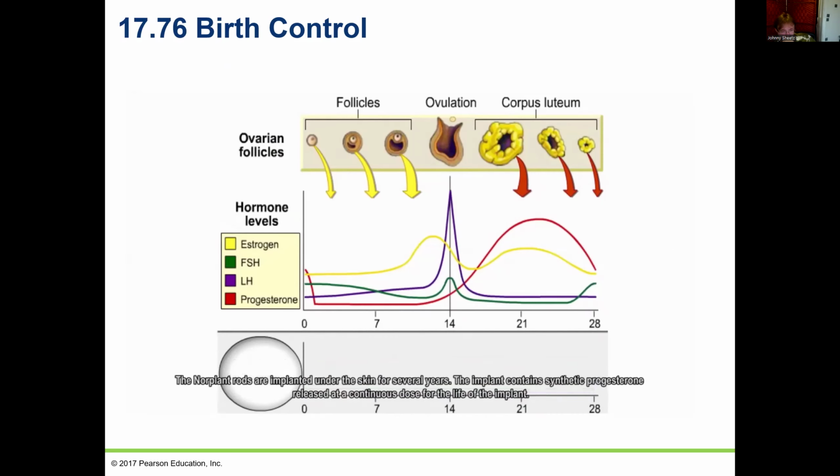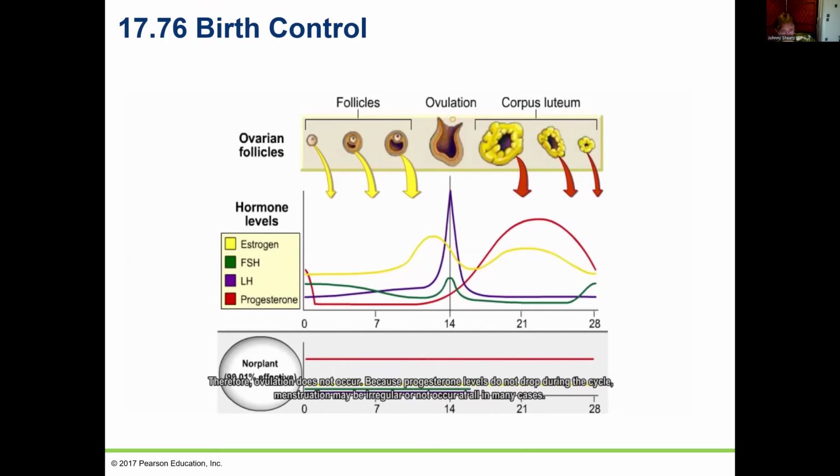The Norplant rods are implanted under the skin for several years. The implant contains synthetic progesterone released at a continuous dose for the life of the implant. The continuous presence of progesterone throughout the cycle denies estrogen the ability to cause a spike in LH and FSH levels. Therefore, ovulation does not occur. Because progesterone levels do not drop during the cycle, menstruation may be irregular or not occur at all in many cases.